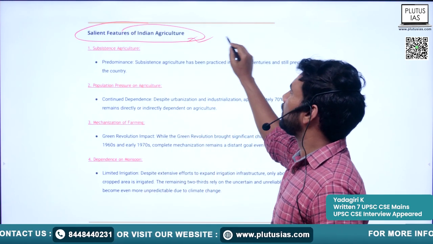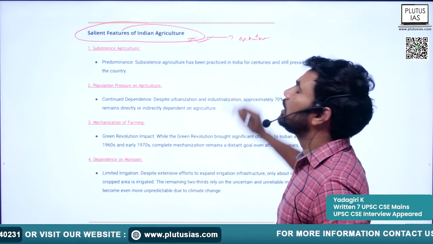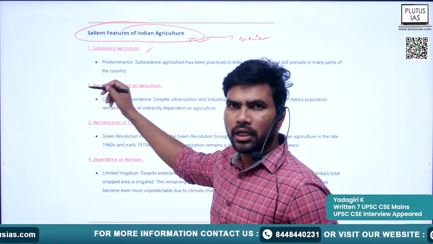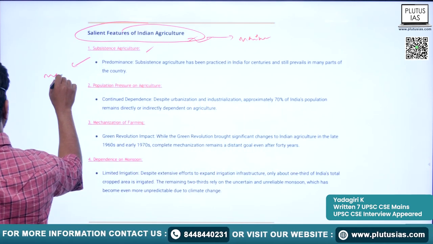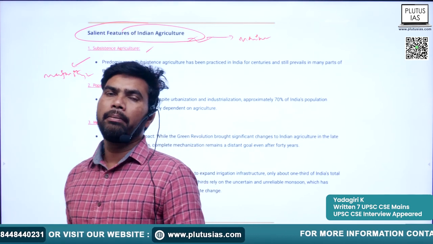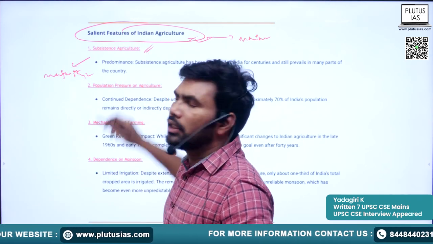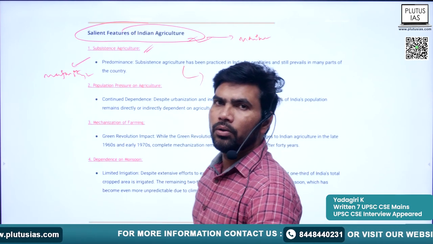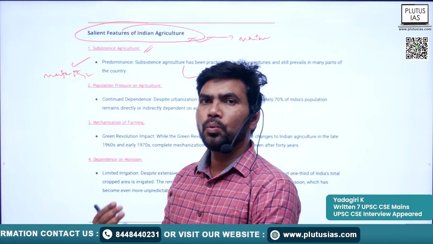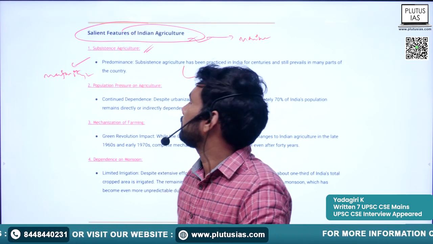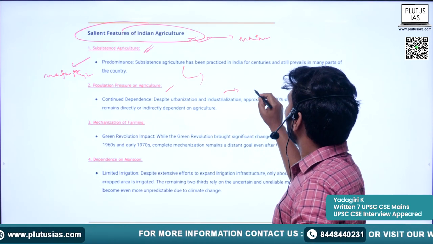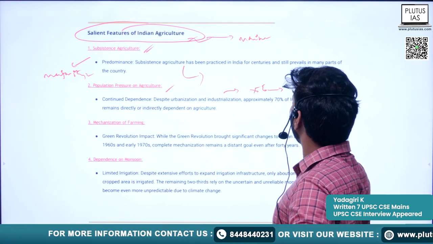This is the most relevant topic for the mains. However, we will briefly understand the characteristic features of Indian agriculture. Right, the first one is subsistence agriculture. The majority of the farmers are small and marginal farmers, so most of the farmers in India are doing subsistence agriculture, because the produce from agriculture is mostly used for self consumption. Next is population pressure on agriculture. I have told you, more than 50%, approximately 55% of the people are dependent on agriculture.